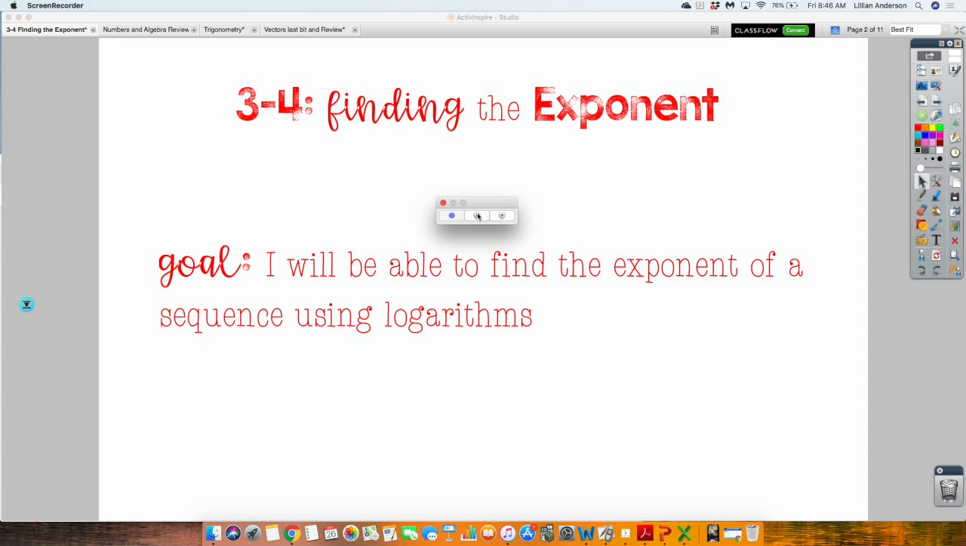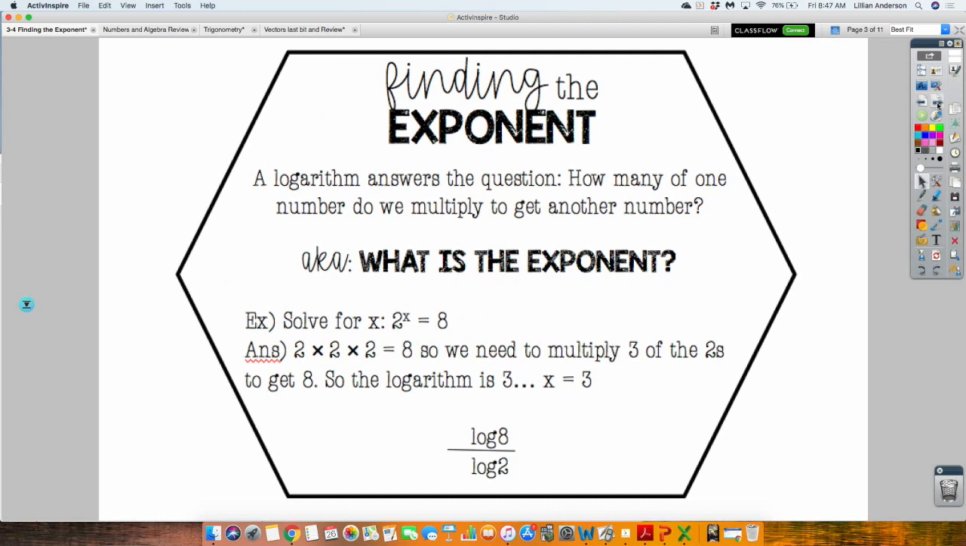Now the thing is that a logarithm basically answers this question: how many of one number do we multiply to get another number, aka what is the exponent? So I have right here a very simple example for you, which says solve for x, and we have 2 to the x equals 8. And it's basically asking, okay, so what's the value of x? How many times do we have to multiply 2 to get 8?